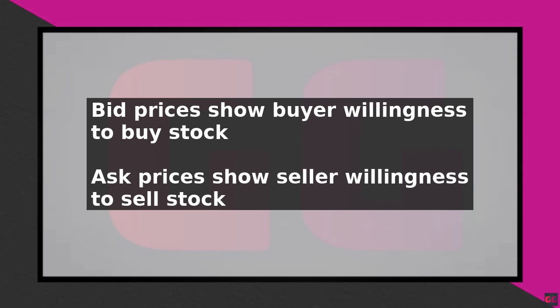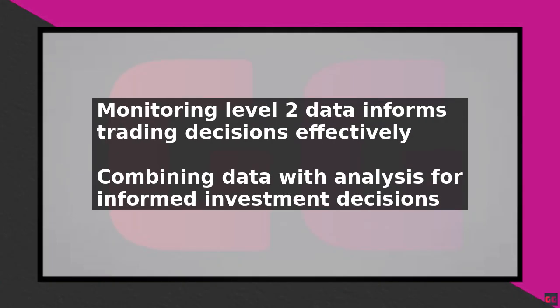For example, if there are a large number of shares available at the best bid, it could indicate strong demand for the stock. On the other hand, if there are a large number of shares available at the best ask, it could indicate strong supply.